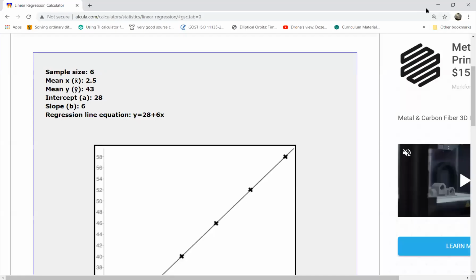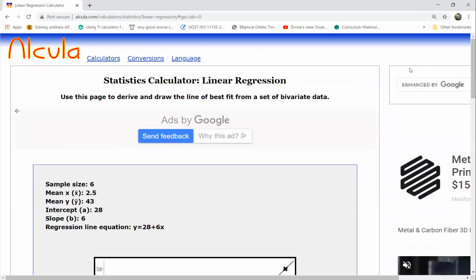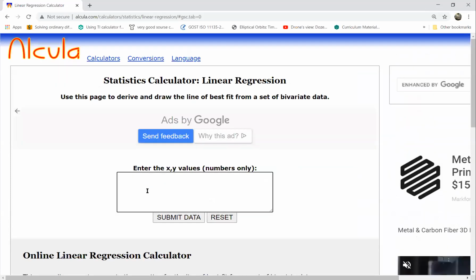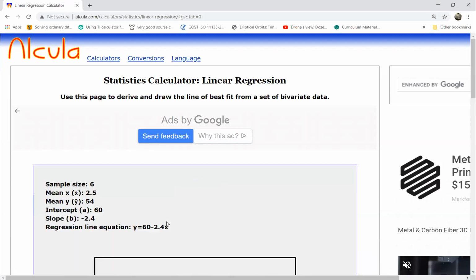This is my Alcula. So these are previous information. Let us just reset these. Enter these new information: 0, 60. Next, 1, 57.6. Next line, 2, 55.2. Next line, 3, 52.8. Next line, you have 4 and 50.4. Next line, you have 5, 48. And let us submit the data.